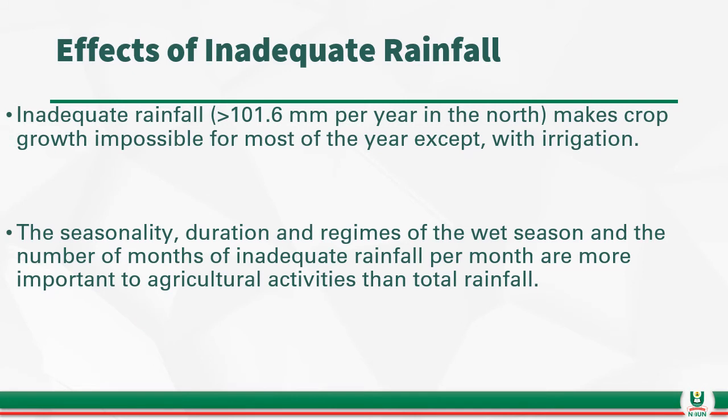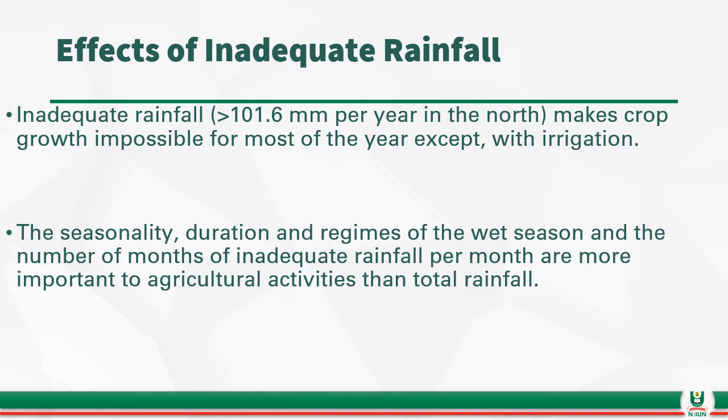And rainfall is inadequate when we have less than 101.6 millimeters per year in the north, and that makes cropping impossible for most of the year, except of course with irrigation. So when rainfall is too low, crops are not happy, the farmer is not happy, because crops cannot grow except of course with the practice of irrigation.